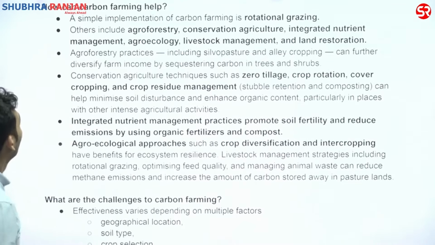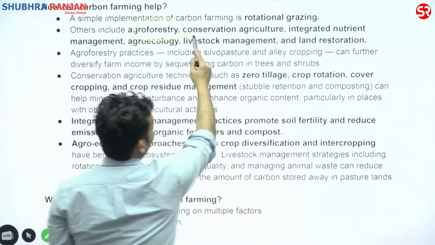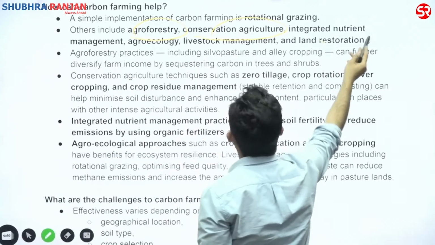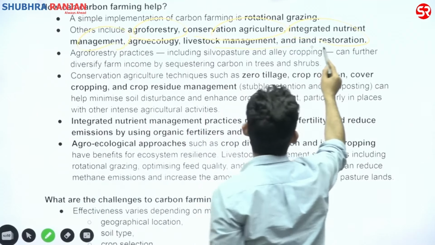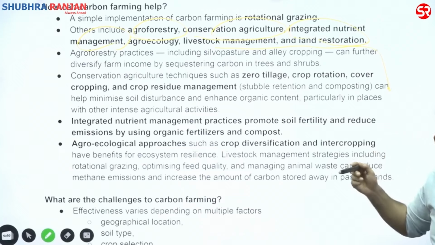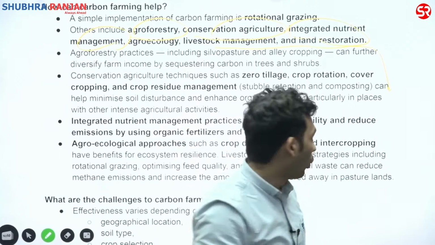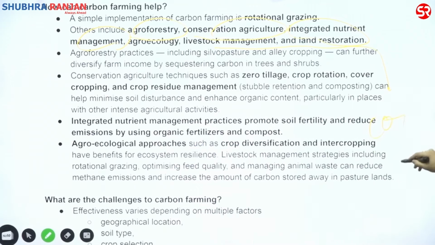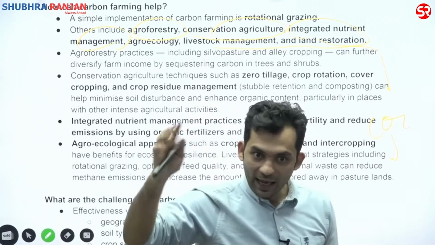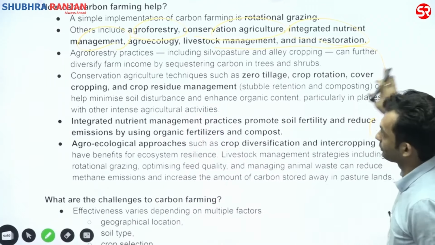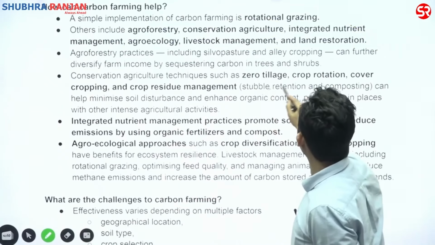How can you undertake this? By doing agroforestry, by doing conservation agriculture, by doing integrated nutrient management, or by practicing livestock management and land restoration in a sustainable manner. How? When you do agroforestry, you plant some trees, and those trees take carbon dioxide from the environment, right? That decreases greenhouse gas in the environment, right? Make sense?